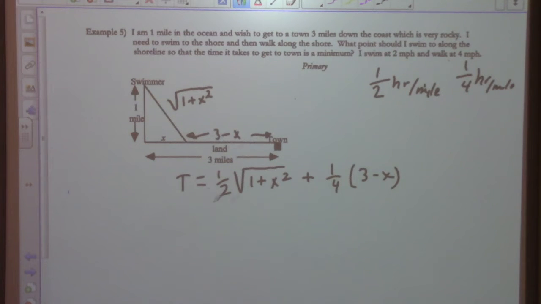And so now what are we going to do with this thing here to find our critical numbers? Set the derivative equal to zero.